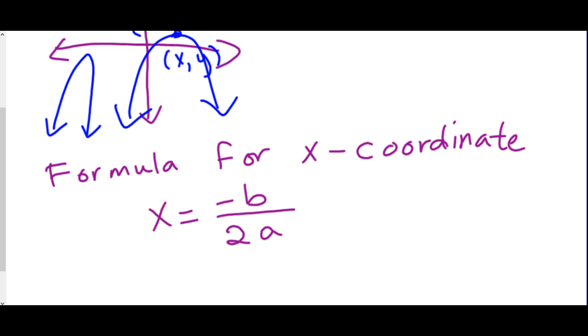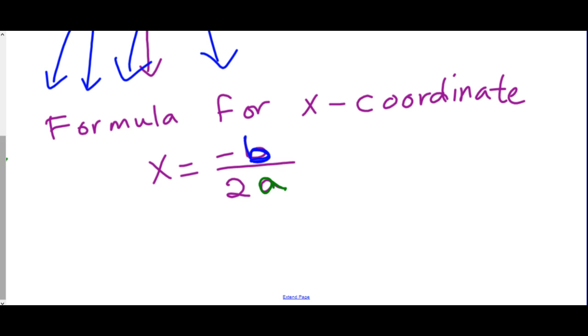So you're going to have to replace the letter b, and you're going to have to replace the letter a in order to use this formula. So let's say we had y equals 2x squared minus 4x plus 10, and we wanted to find the vertex. So first we'd find the x-coordinate. We'll talk about how to find the y-coordinate after we find the x-coordinate.